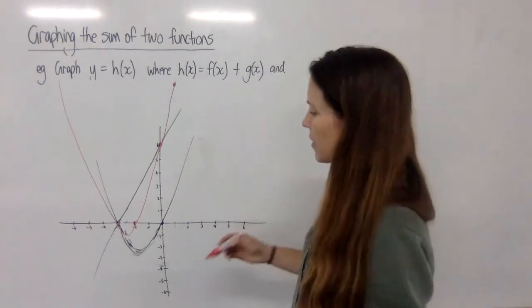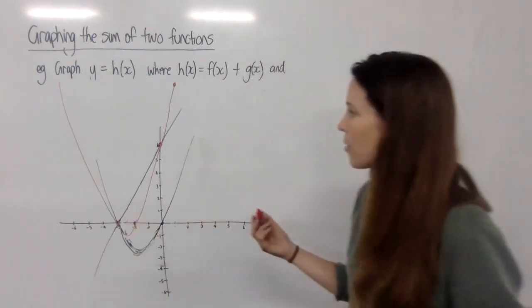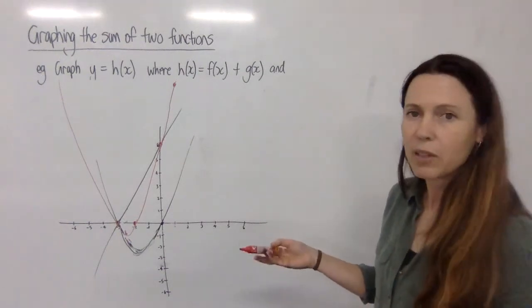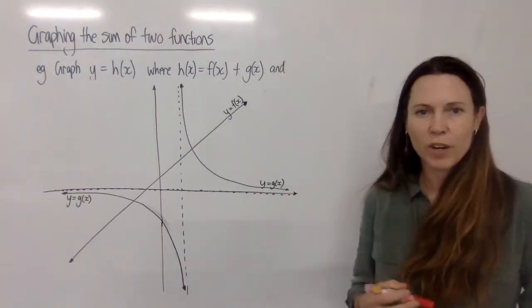Okay, so that's the skill. I put some key points in. I judged that we were probably going to have a shape that was parabolic, and I joined them up with a line that seemed to make sense. All right, let's have another go.